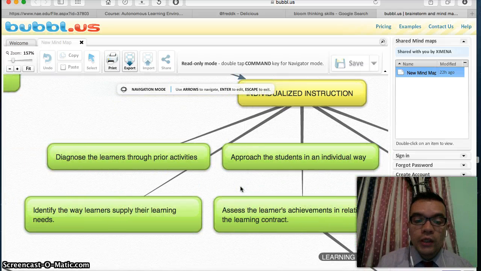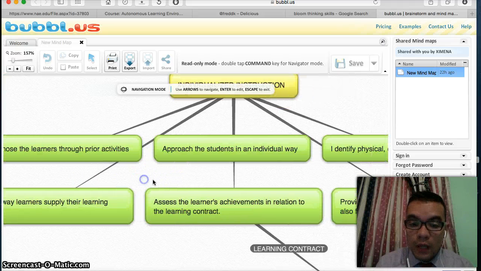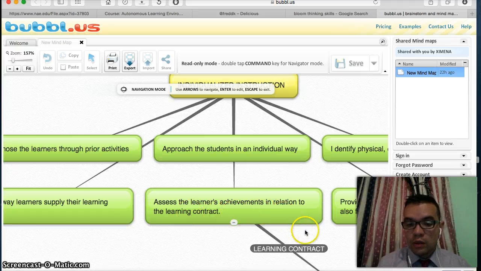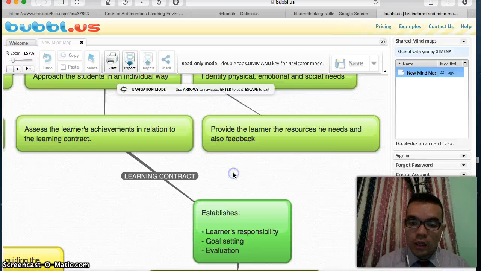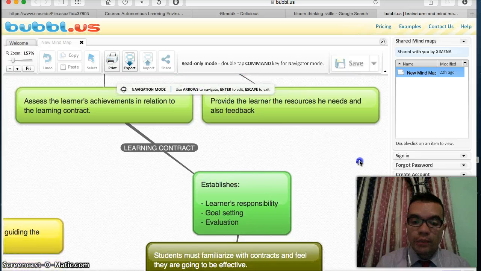Later, we're going to identify the way learners supply their learner needs. And here, we're going to assess the learner's achievements in relation to the learning contract. The learning contract is part of this, and I'm going to explain it after this. And last, we have to provide the learner the resources he needs and also the appropriate feedback.